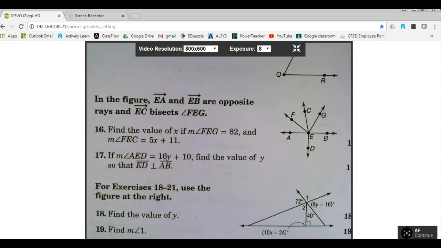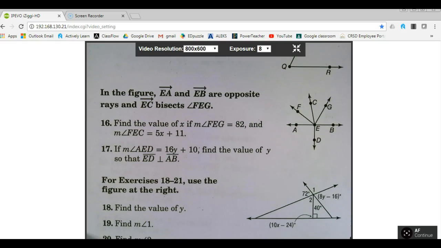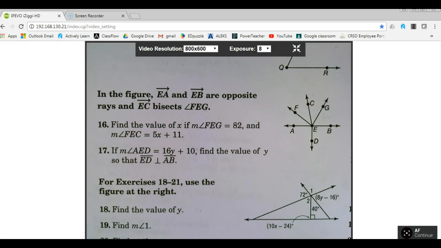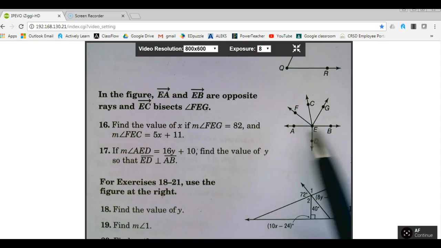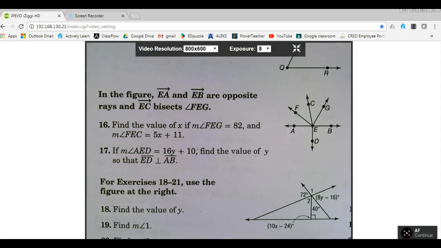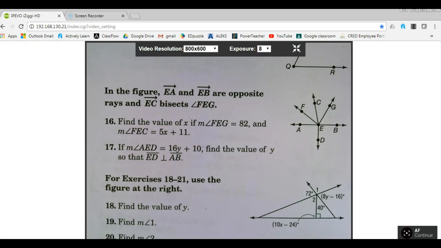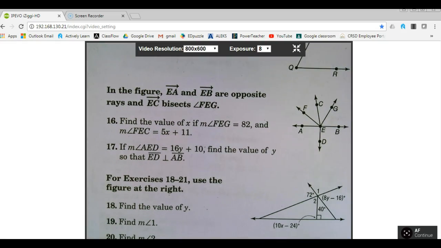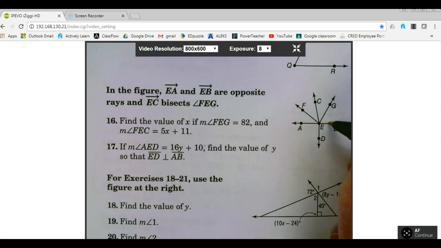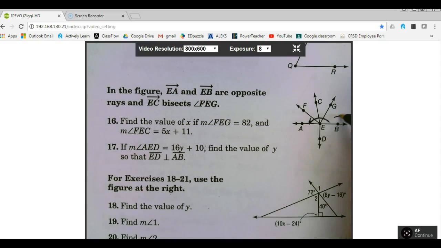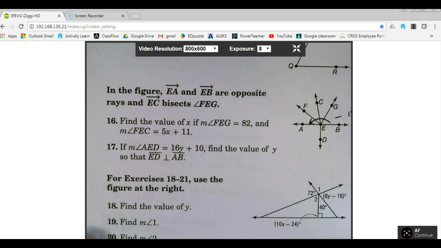At the beginning it says, in the figure, EA and EB are opposite rays. So EA right here and EB, they're opposite rays. And what that tells us is something pretty important, because that tells us that these are 180 degrees. That's really helpful too. You want to look for the little clues that it gives you. So these are 180 degrees total if they're opposite from each other.